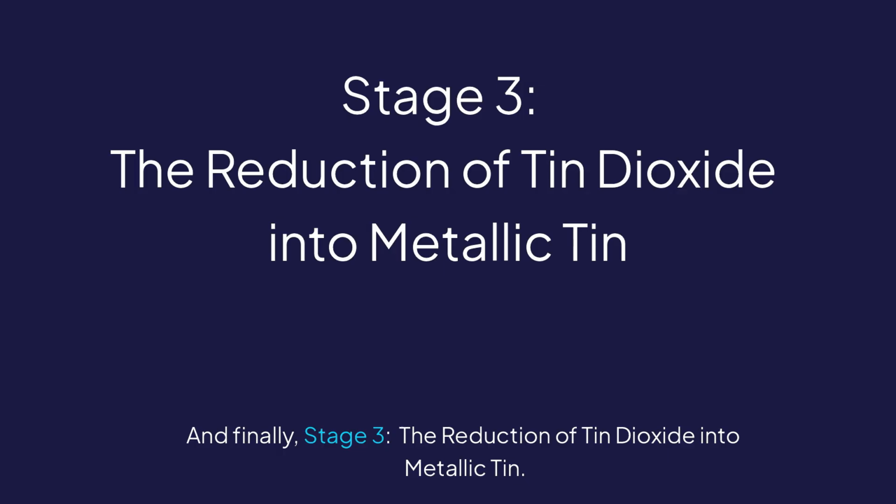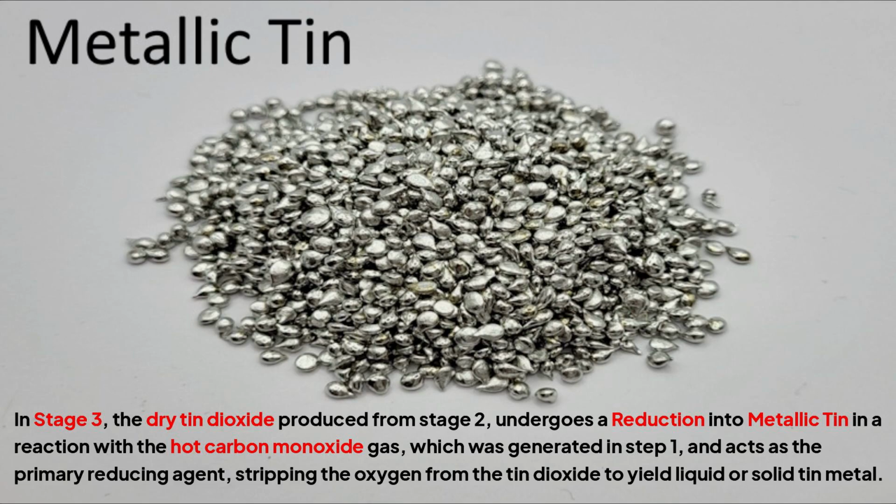And finally, stage 3, the reduction of tin dioxide into metallic tin. In stage 3, the dry tin dioxide produced from stage 2 undergoes a reduction into metallic tin in a reaction with the hot carbon monoxide gas, which was generated in stage 1, and acts as the primary reducing agent, stripping the oxygen from the tin dioxide to yield liquid or solid tin metal.